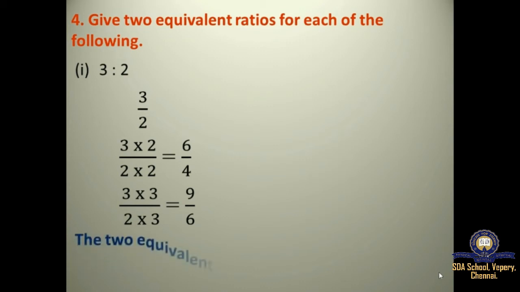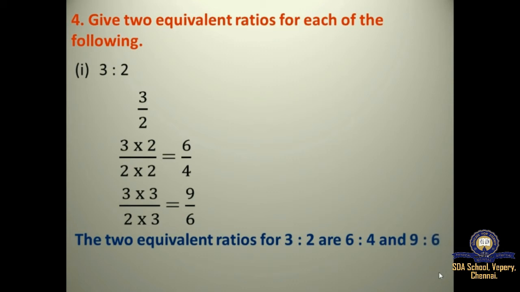So the two equivalent ratios for 3:2 are 6:4 and 9:6. Okay. We'll move to the second sum, that is 1:6. So the first step is you will be writing it in fraction form, and the second step is you will be multiplying both the numerator and denominator with 2.